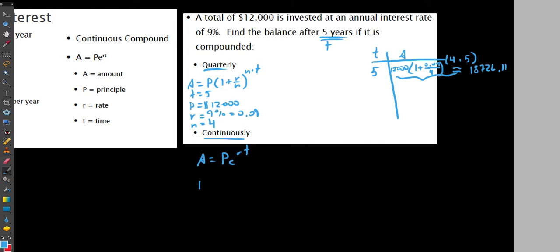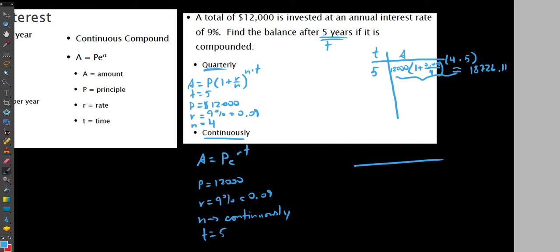And in this instance, what I want you to notice is that we have the same $12,000 that we started with here. We still have the same 9% rate that we started with here. It's just that our n is continuously compounding. So we don't have an n here. Our time is 5. We're going to build a table, as we do.